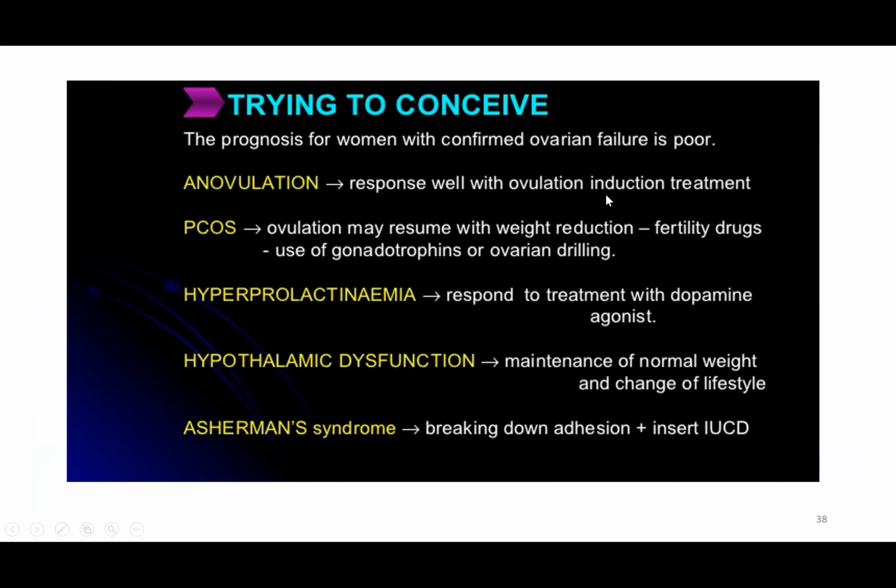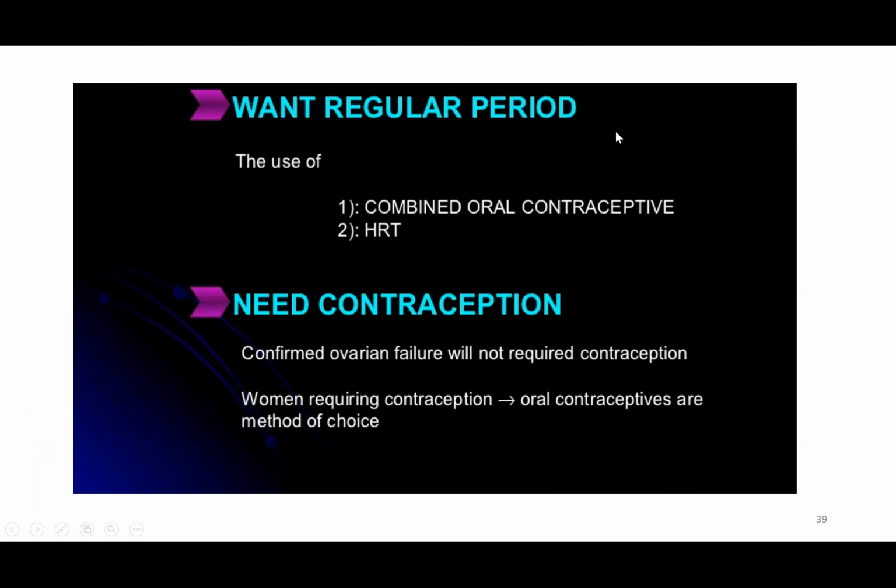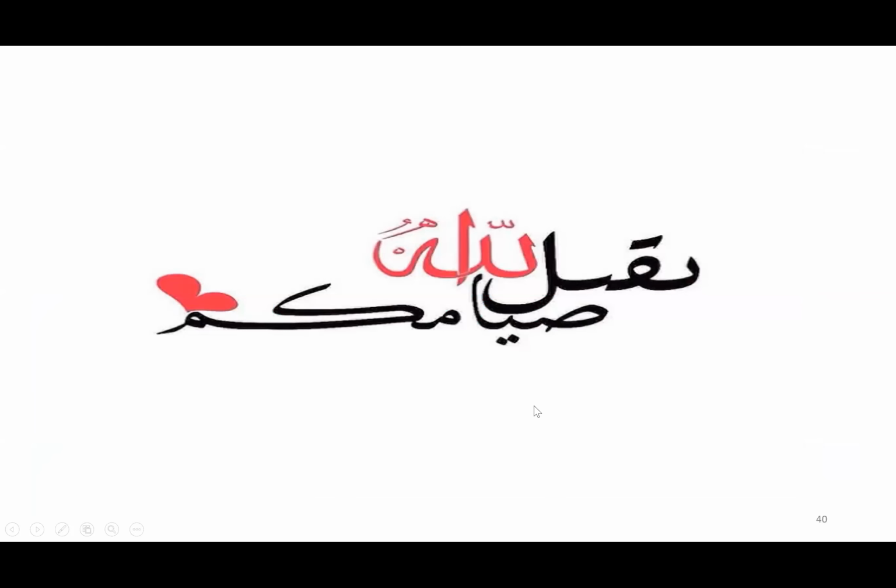If there is a hypothalamic dysfunction, we will try to maintain a normal weight, meaning, for example, if she had a severe diet and lost a lot of weight, we will try to normalize her weight and change her lifestyle if she is doing excessive exercise. If the patient just wants a regular period, we can use the combined oral contraceptive treatment or hormone replacement therapy. If the ovaries have failed, she does not need contraception. You can go on having regular intercourse with your husband. Or if she wants contraception, we will give her oral contraceptives.